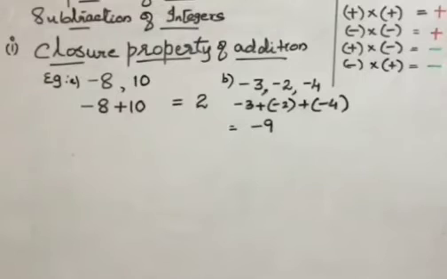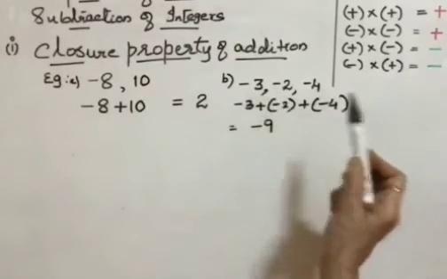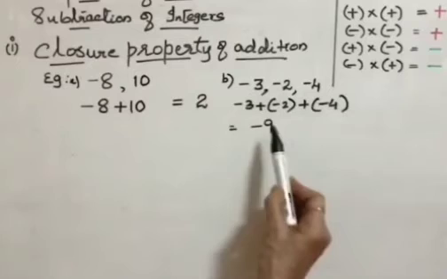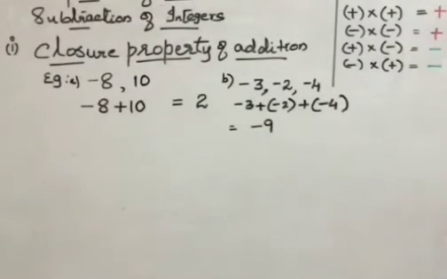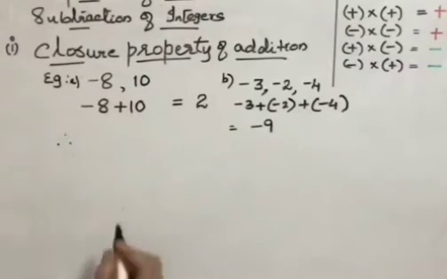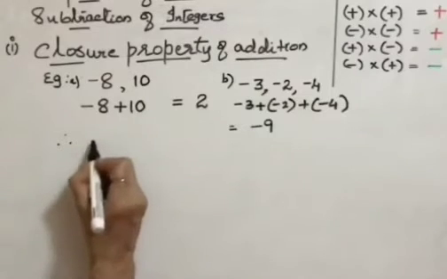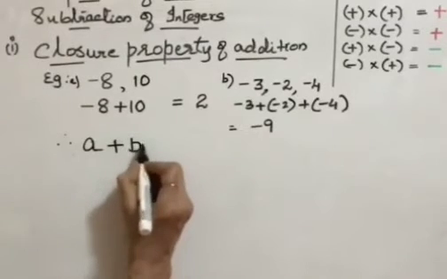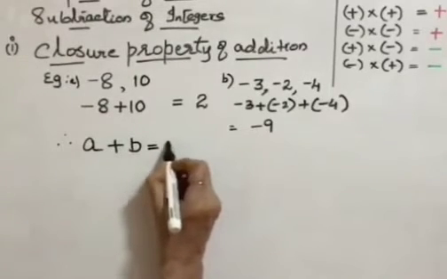Again, when you add 2 or more integers, your sum is also an integer. This property is called closure property of addition. Therefore, in general, if A and B are 2 integers, then A plus B is an integer.